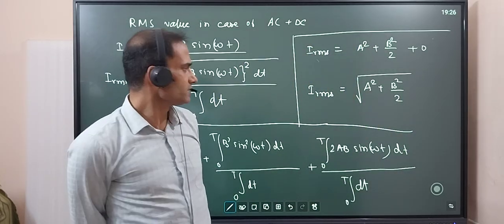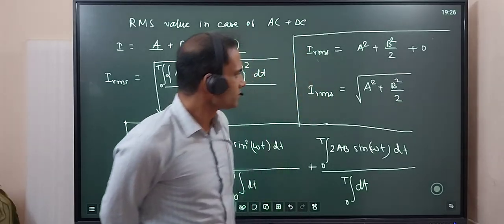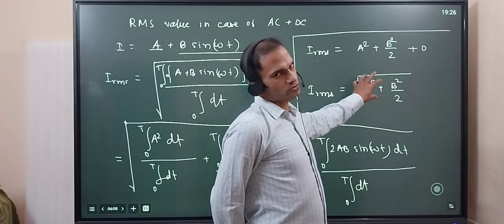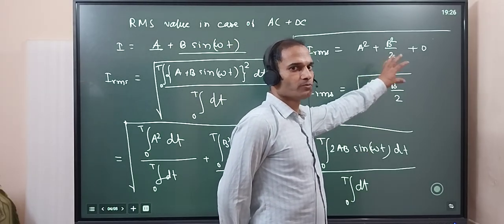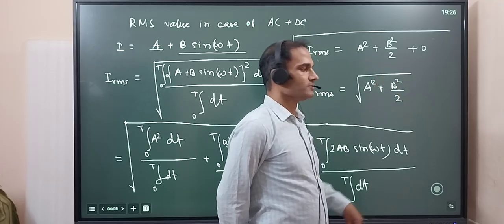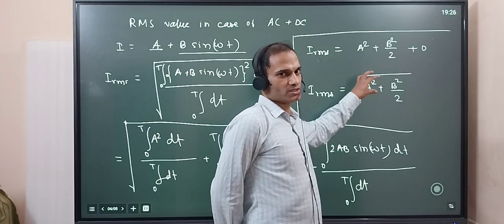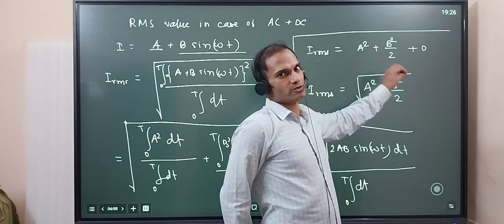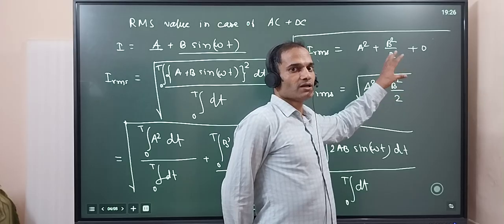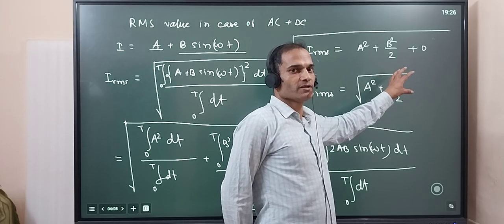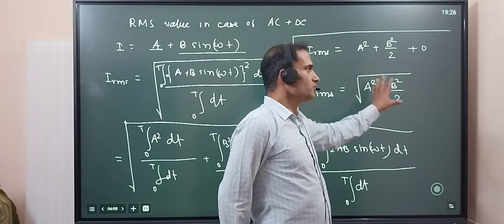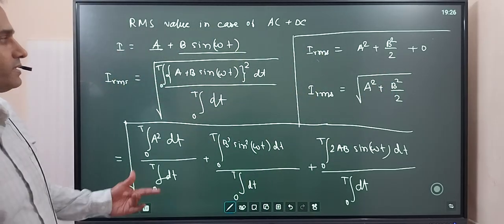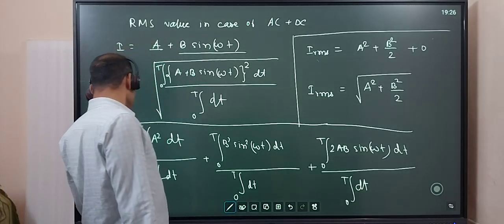So if you have two things, AC and DC, then for the DC part you just have to square it. But for the AC part you have to square the RMS value. The RMS value will be B by root 2, so the square will be B square by 2. Then you add them and take the square root. Okay, so this is how we get the RMS value of AC plus DC.